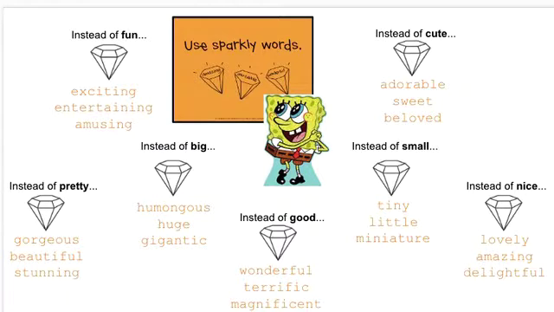So instead of fun, you could use the words exciting, entertaining, or amusing. Instead of pretty, gorgeous, beautiful, stunning. Instead of big, humongous, huge, giant. Instead of good, you could use the word wonderful, terrific, magnificent. Instead of cute, you could use adorable, sweet, beloved. Instead of small, tiny, little, or miniature. And instead of using the word nice, you could use the word lovely, amazing, or delightful. So think in your writing about adding some sparkly words.